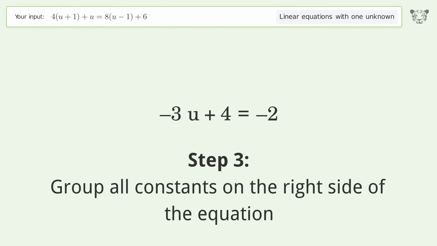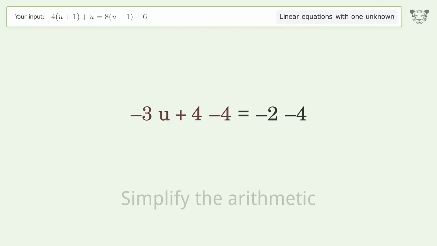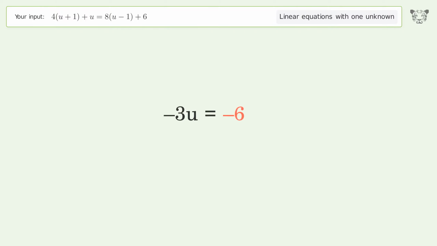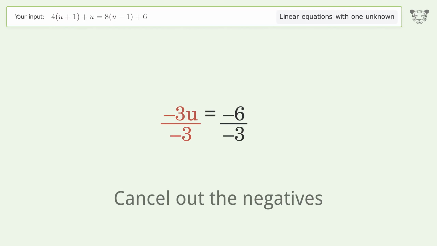Group all constants on the right side of the equation. Subtract 4 from both sides. Simplify the arithmetic. Isolate the u. Divide both sides by -3. Cancel out the negatives.